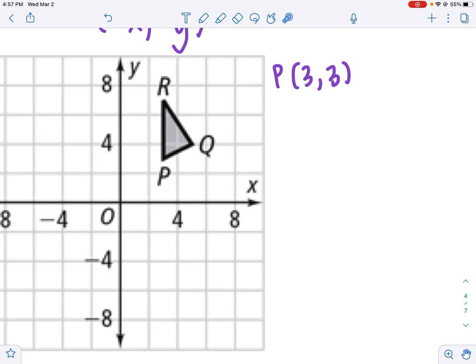Okay, Q, so remember each tick's worth 2, so the in-betweens are 1. So if this is 4 and that's 6, Q would be at 5, 4. And then R would be at 3. It's right above P, but it goes to 3, so it's in between 8 and, remember that's 6, so that'd be 7. So R is at 3, 7.